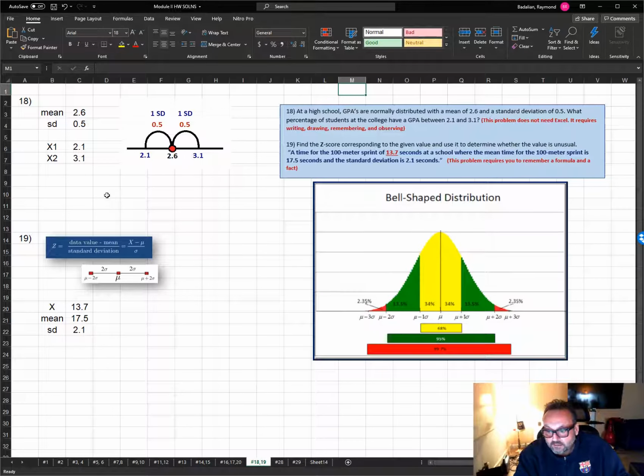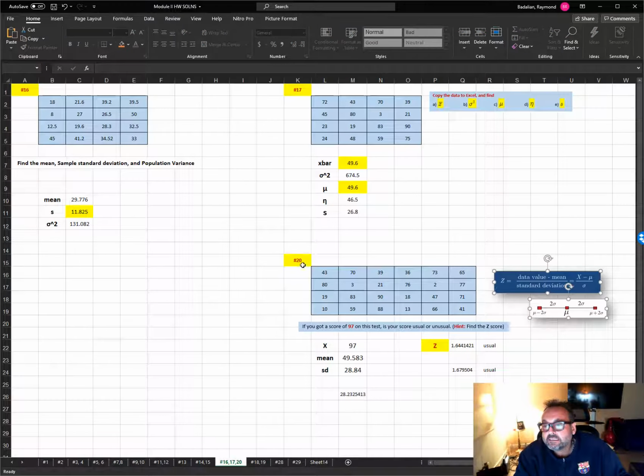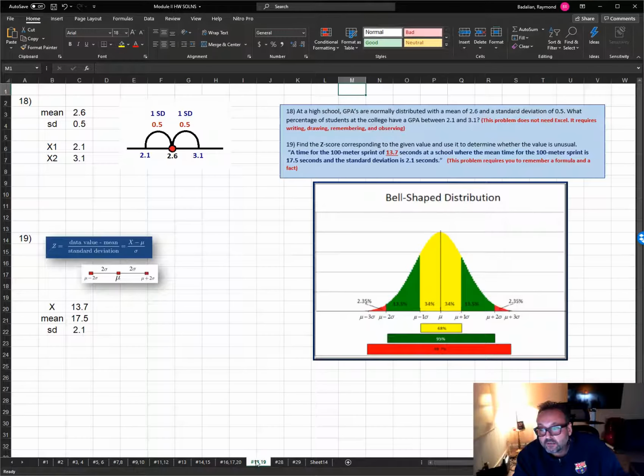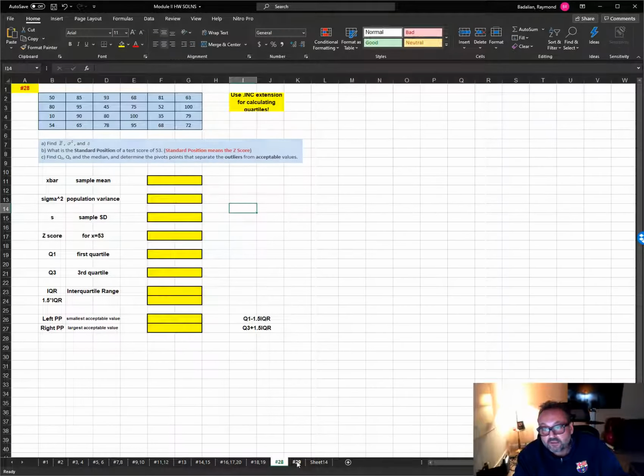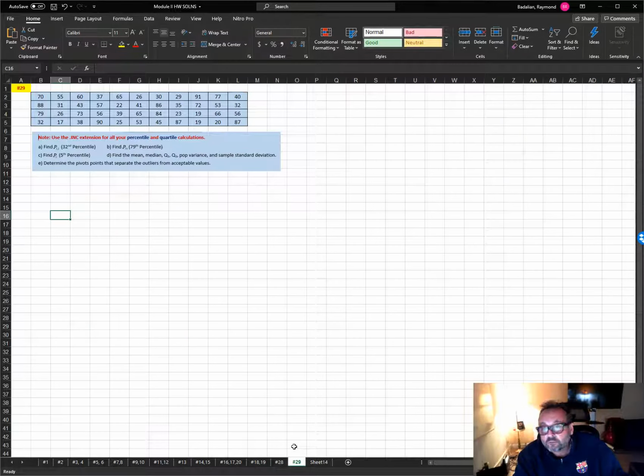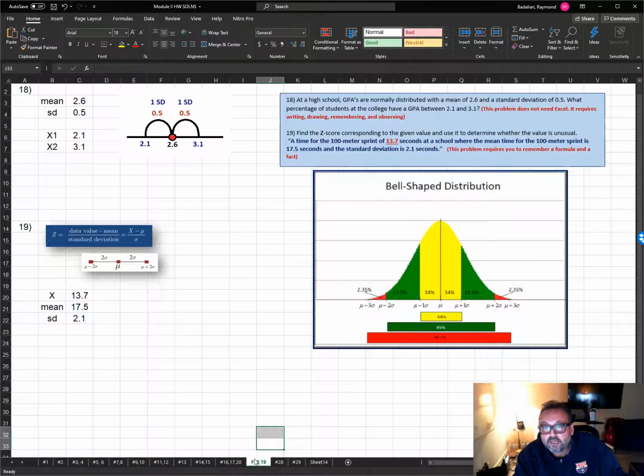Alright guys, let's look at numbers 18 and 19. We looked at numbers 16, 17, and actually I called it 18 in our video, but it was number 20. So we looked at 16, 17, and 20, and then here we missed 18 and 19, so we're going to look at those here, and then we'll do number 28, which is a whole bunch of calculations again, and we'll do the last one on percentiles, which is number 29.